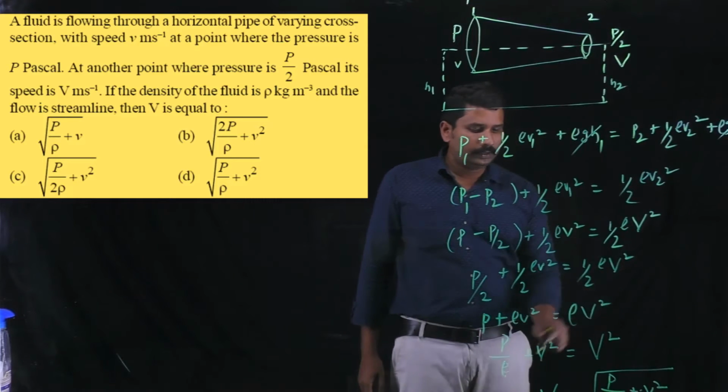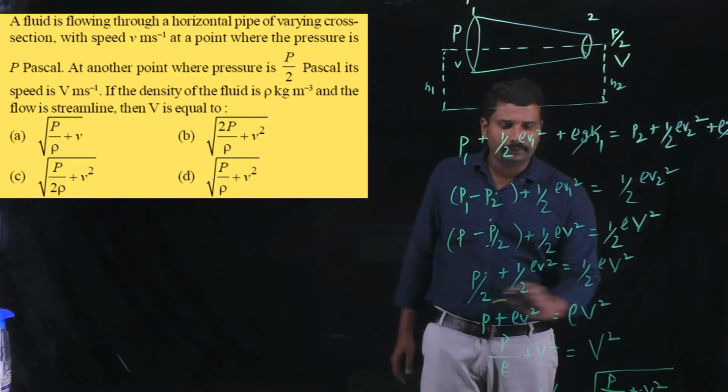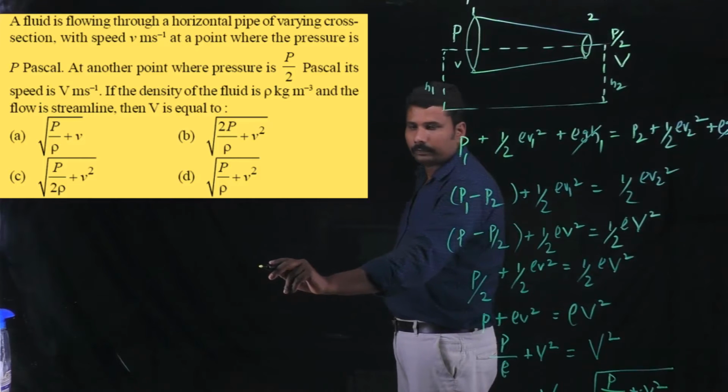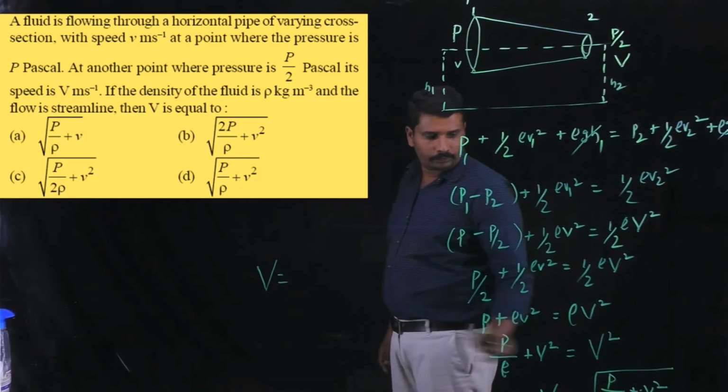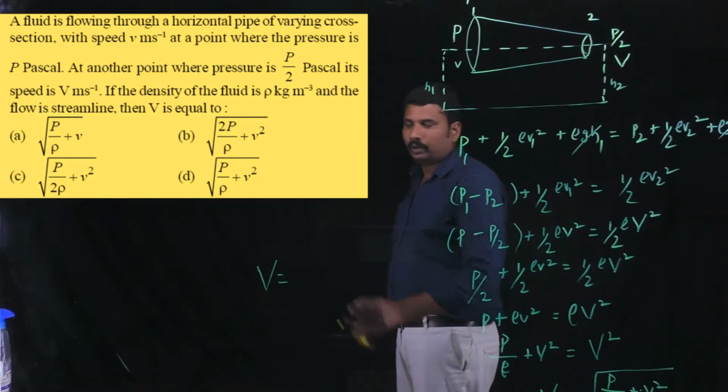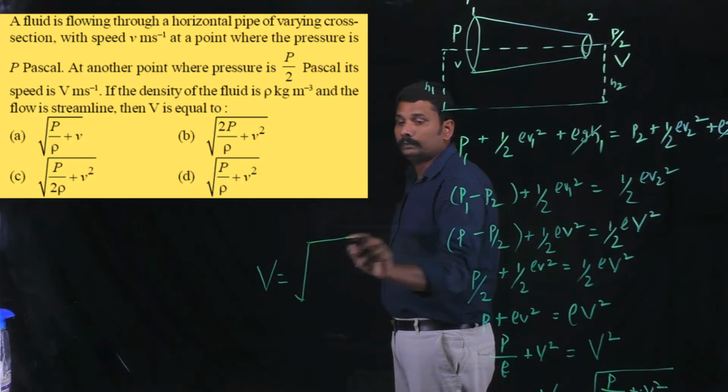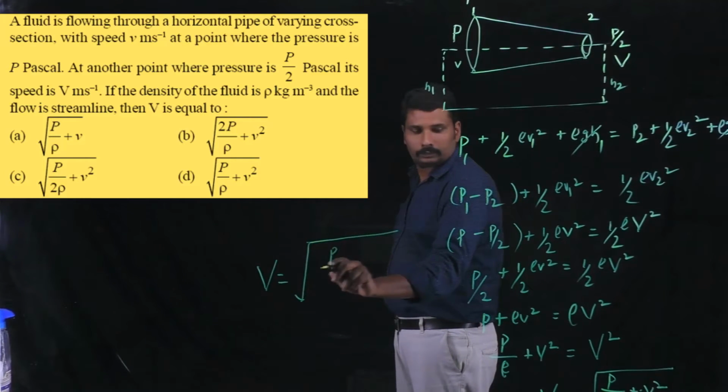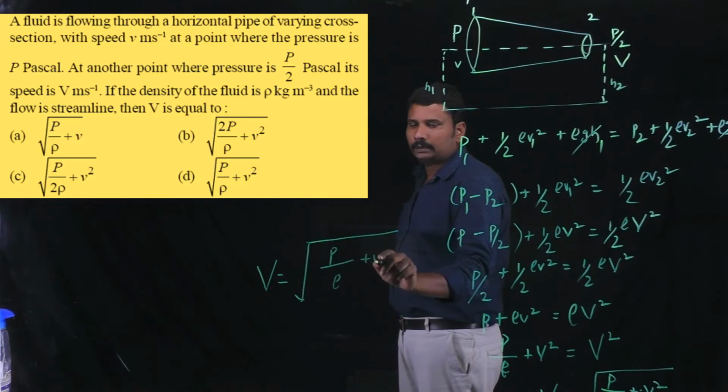Once again, on solving this, capital V is equal to under root P by rho plus small v square.